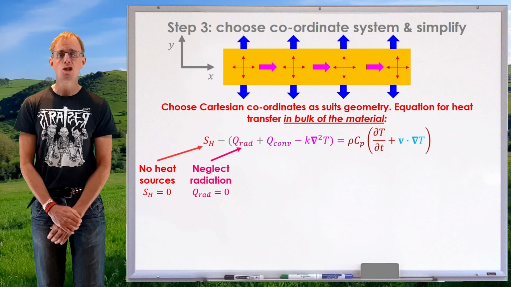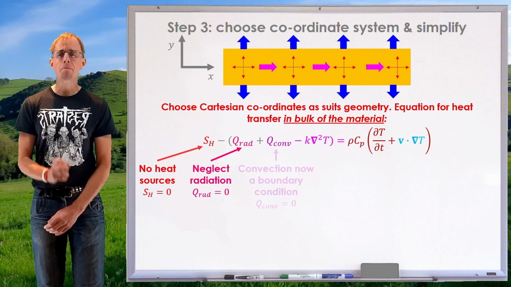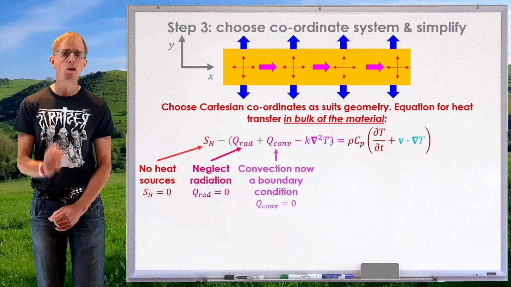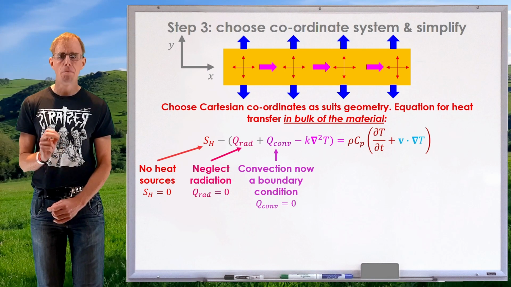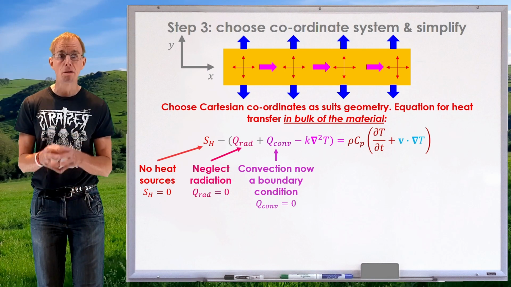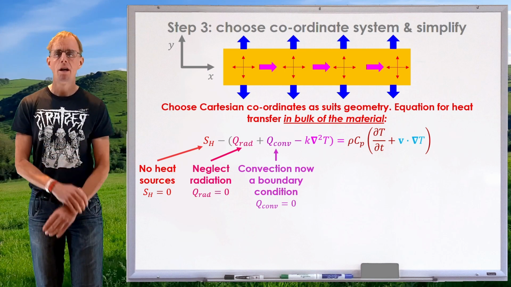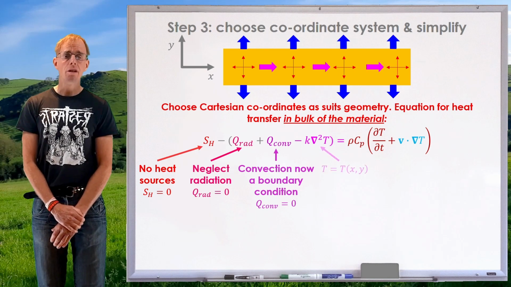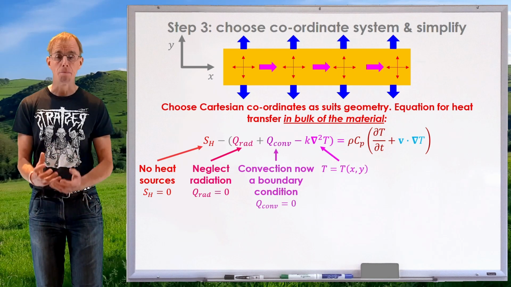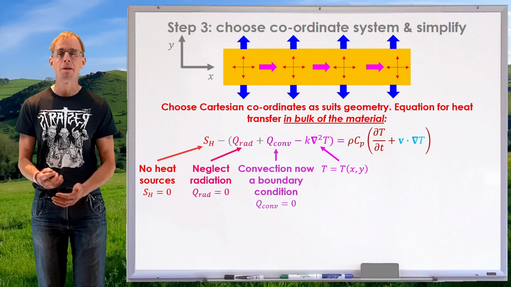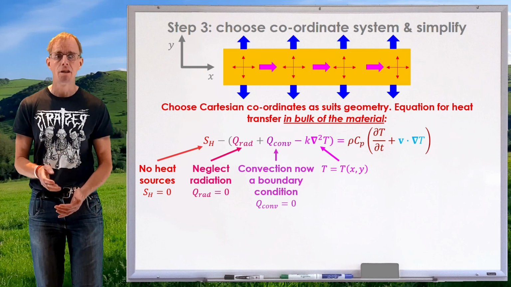I'm neglecting radiation. I'm going to include convection, but only as a boundary condition, because remember we're looking at this equation in the bulk of the material at the moment. I'm going to include conduction heat transfer because that is happening within the bulk of the material, and it is happening in both the x direction and the y direction.